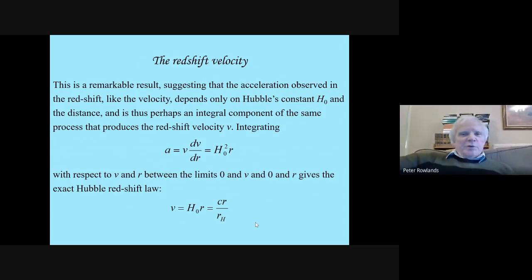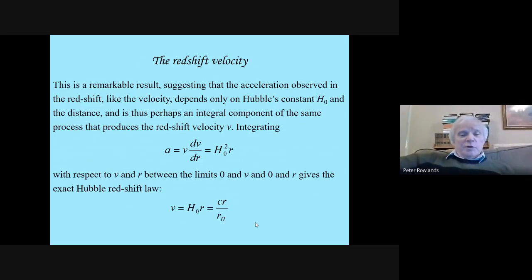So the acceleration observed in redshift, given that 2/3 critical density, like the velocity, depends only on the Hubble constant and the distance. And so one could suspect that it's part of the same process that produces the redshift velocity. And if we take the acceleration and integrate it between limits v and 0, and r and 0, we get the exact Hubble redshift law.